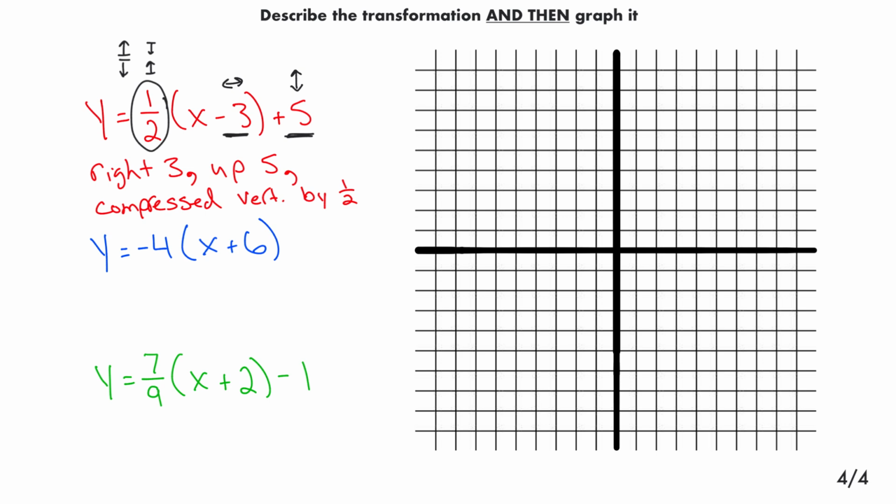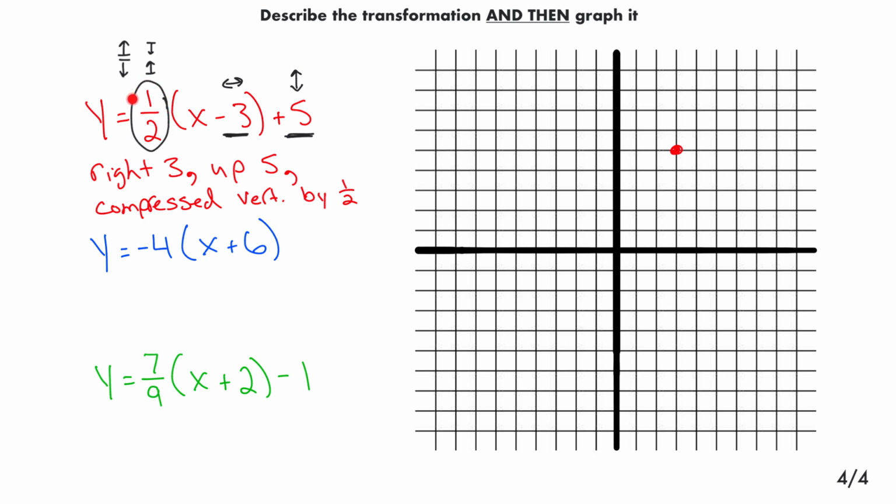Since I know these transformations, I don't need to make a t-table anymore. I can just go from the equation straight to the graph. I'm going to go right 3 and up 5. 1, 2, 3, 1, 2, 3, 4, 5. This is where that center line is.